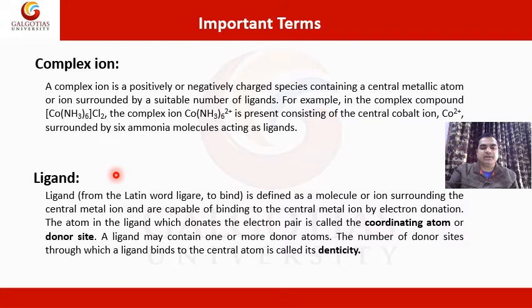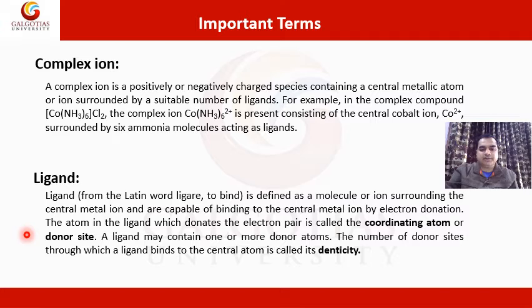Now, how can we define ligands? Ligand is derived from the Latin word ligere, which means to bind. It is a molecule or ion which surrounds the central metal ion and is capable of binding to it by electron donation. That means they have extra electron pairs through which they can make a coordinate bond with the central metal atom, and that type of species is referred to as a ligand.